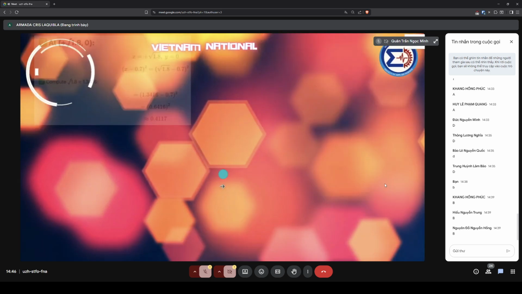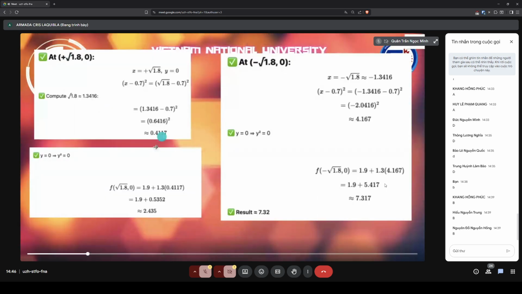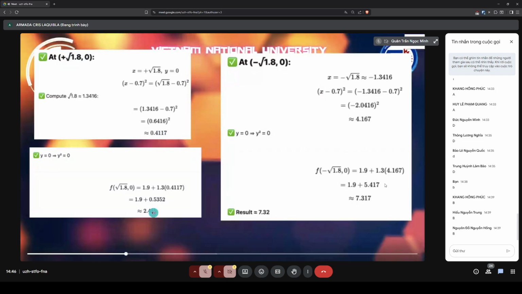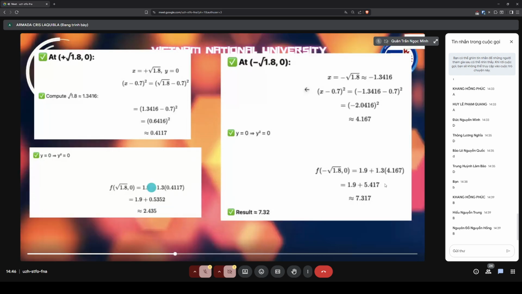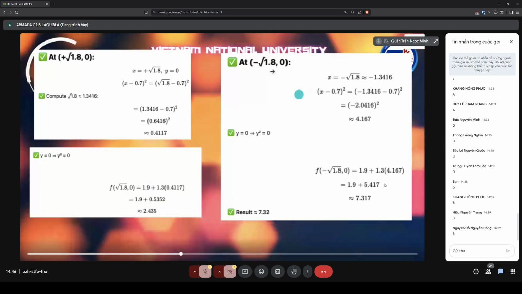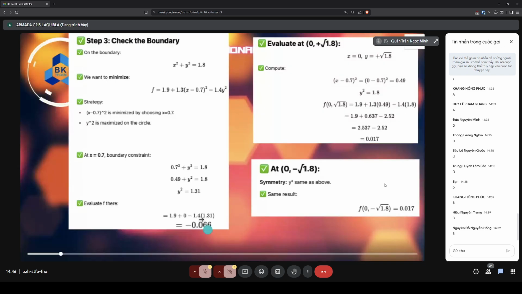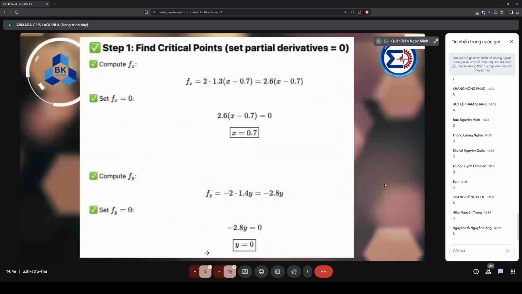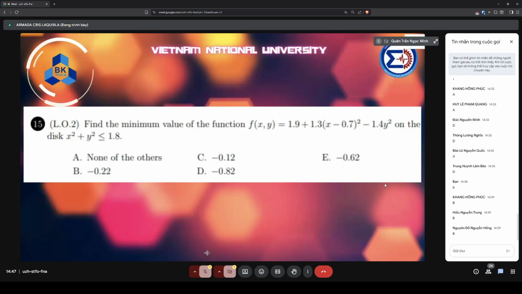Now, if you have there square root of 1.8 and 0, the answer is, no, it's here, 2.435. So it's still positive, and then the negative square root of 1.7. So it's all positive. So only this one has a negative value, negative 0.066, and find it there in the answer key, in the choices, and you cannot see it there. Therefore, your answer must be A, none of the others.